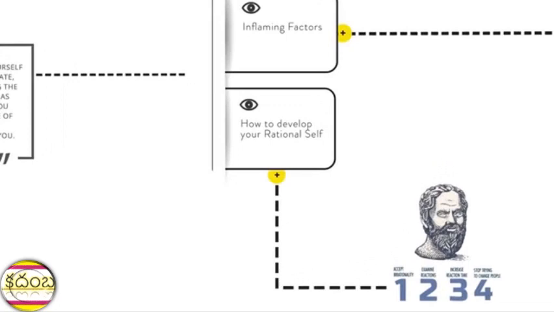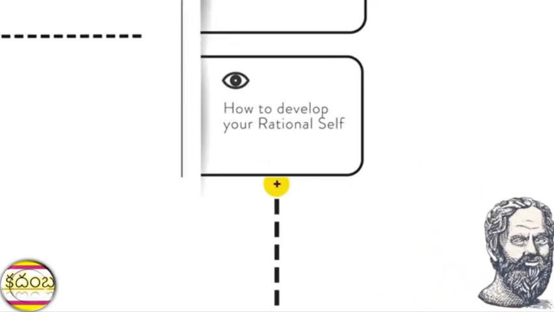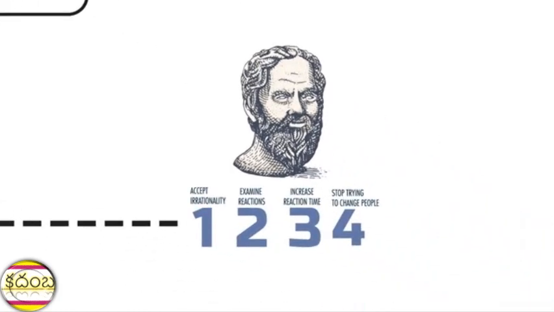Step 3. Strategies to bring out the rational self. Here are some strategies to become a more rational person. 1. Understand you are fundamentally irrational and that the emotional being thrives on being ignorant. 2. Examine why you reacted a certain way to a stimulus in your life. 3. Increase your reaction time. Take a step back and remove yourself from a situation. Cool down the emotions and let the rational perspective of the situation arise.